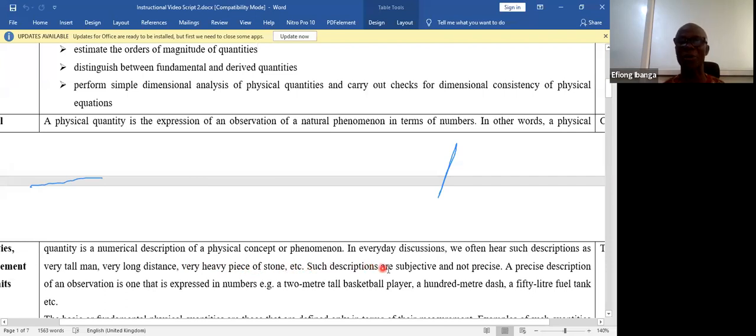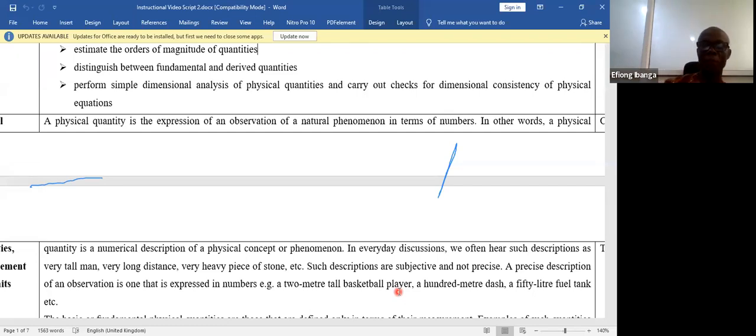Such descriptions are not concise. They are subjective because what is heavy to one person may be light to another person when he's carrying it, isn't it? So such descriptions are subjective. A precise description of an observation is one that has been expressed in terms of numbers. Let me give you an example. If you say a 2 meter tall basketball player, that means we can put the person against the wall and put a meter rule over his head, and then we can see that he is 2 meters tall.